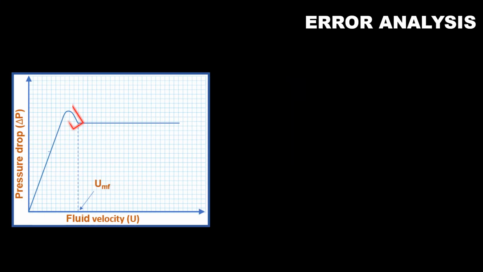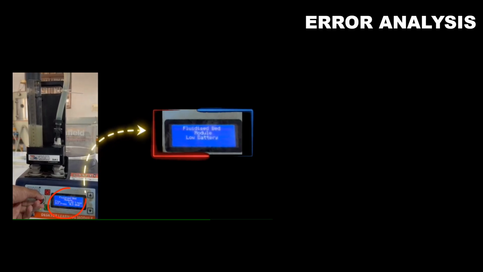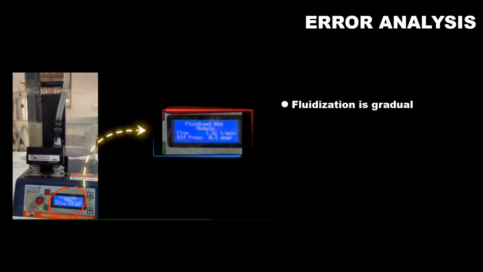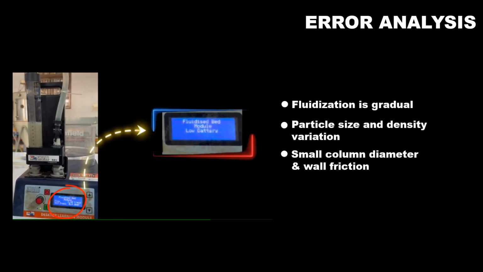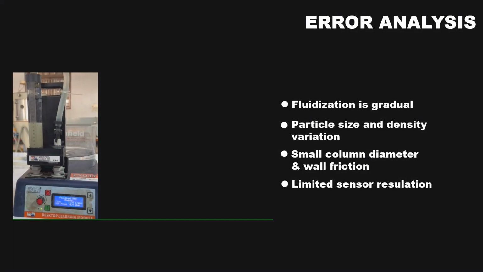During the demonstration, the transition proceeds without any sudden pressure drop. Instead, pressure drop is stabilized at about 0.4 millibar. This is due to gradual fluidization, particle size, density variations, and wall effects in the small column that nullify the decrease in pressure drop. Limited sensor resolution was responsible.